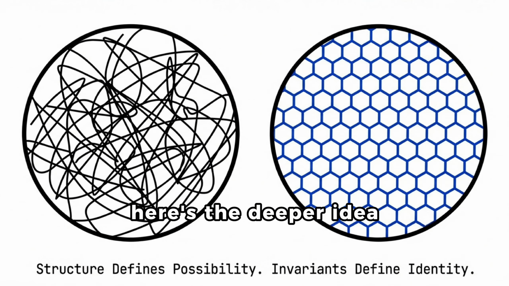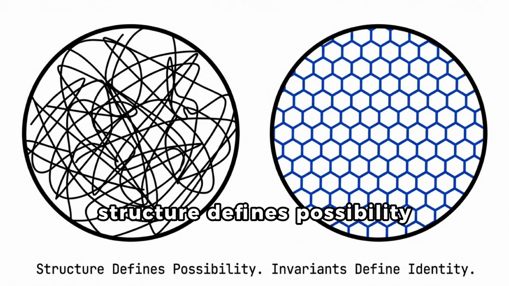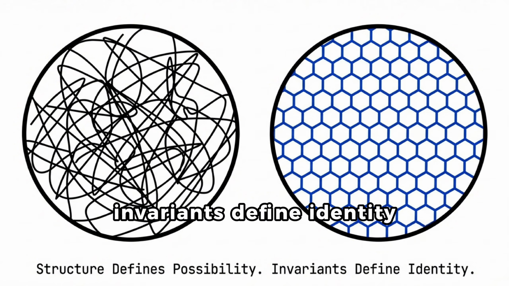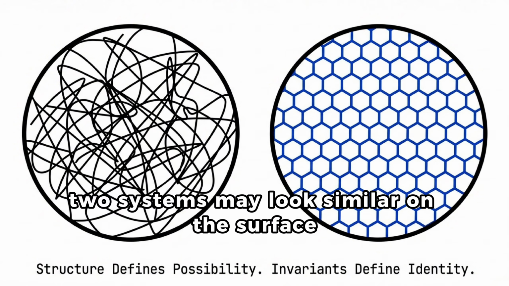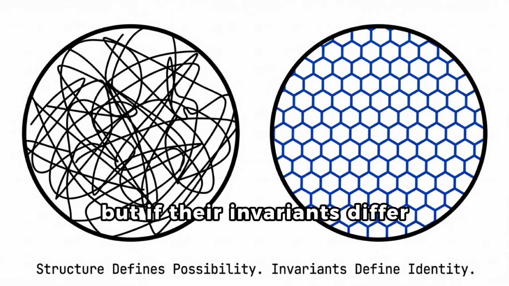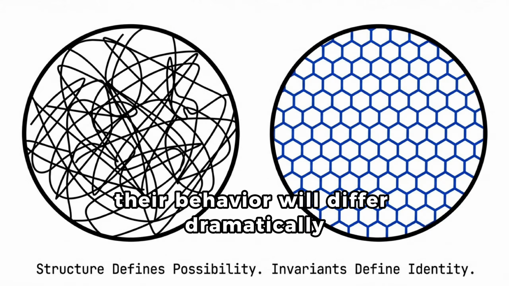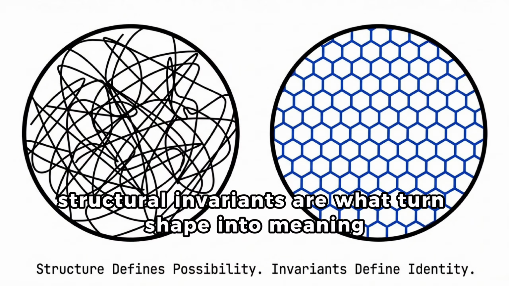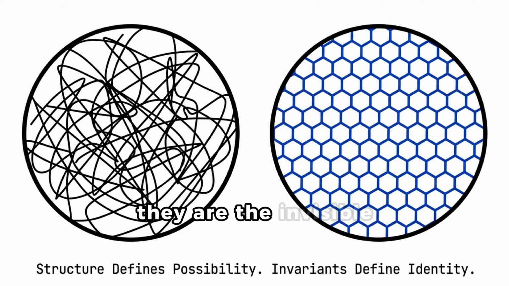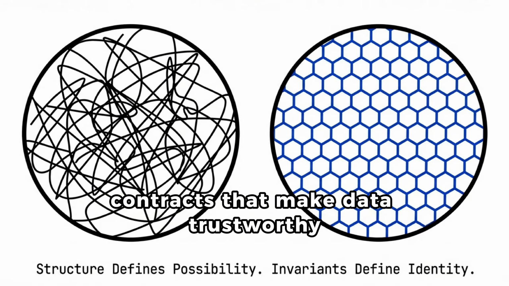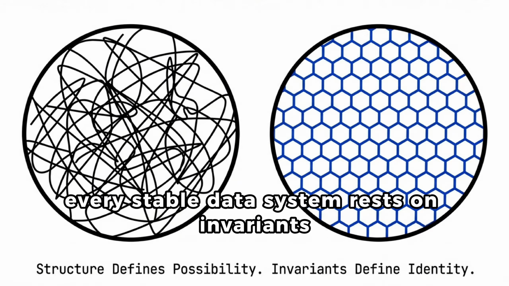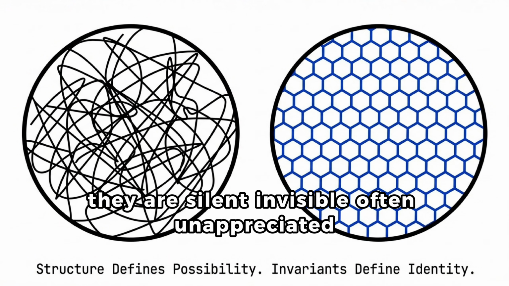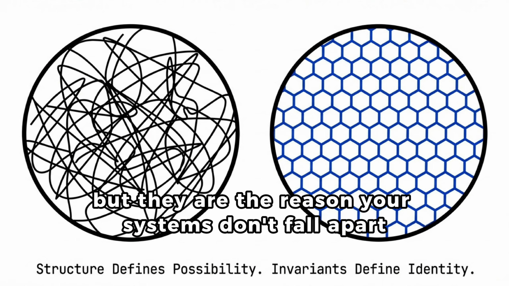Here's the deeper idea. Structure defines possibility. Invariants define identity. Two systems may look similar on the surface, but if their invariants differ, their behavior will differ dramatically. Structural invariants are what turn shape into meaning. They are the invisible contracts that make data trustworthy. Every stable data system rests on invariants.